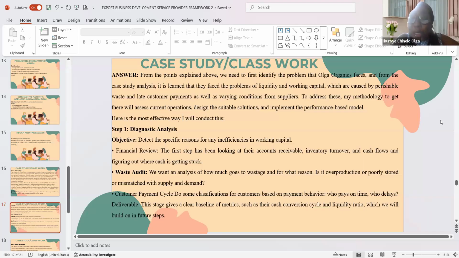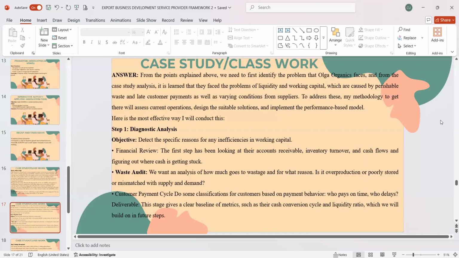To address this, my methodology will be to assess current operations, design the suitable solution, and implement the performance-based model. And how is the most effective way? I'll first of all conduct a diagnostic analysis. You remember when I told you about diagnostic analysis last week? The objective is to detect the specific reason for any inefficiencies in working capital, like a financial review.